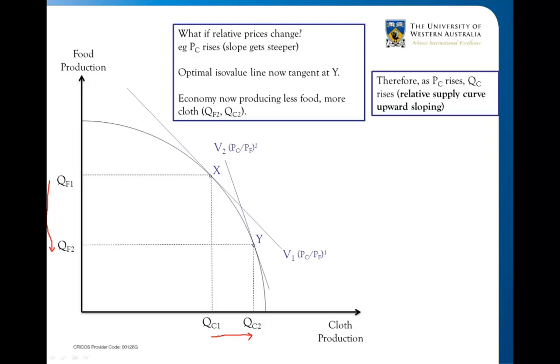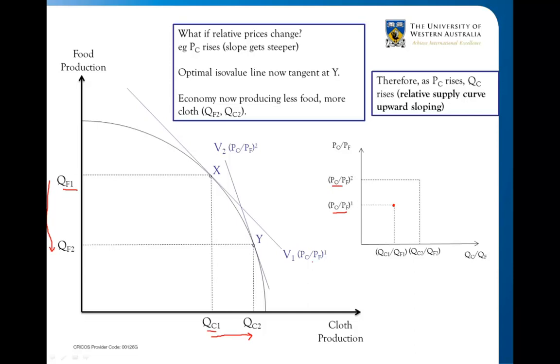Now, from this, of course, we can get our relative supply curve, because what we've shown here is that, using this notation, when the relative price of cloth to food is at this level, we can see that the relative production is going to be QC1, QF1. So that gives us one point of relative supply.